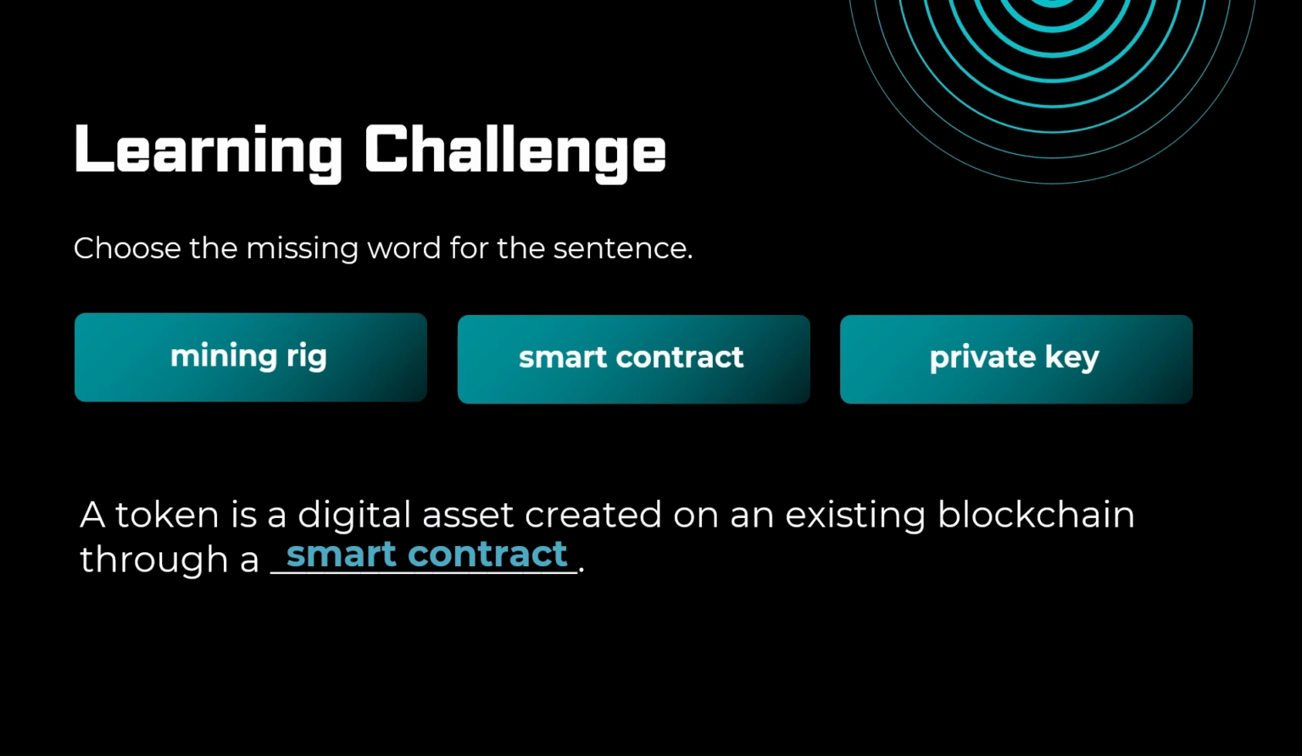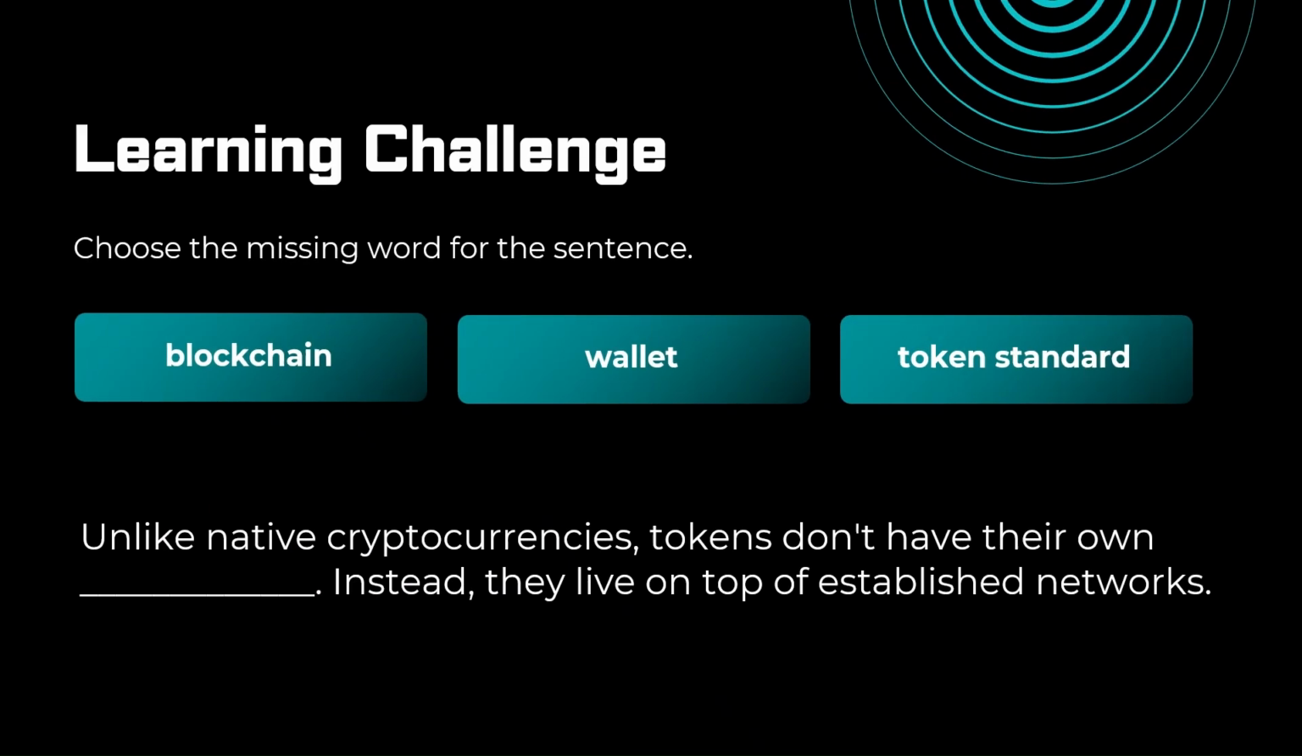Okay, here we go. Learning challenge number 2. Pause the video if you need to. Our choices are blockchain, wallet, and token standard. And it says, unlike native cryptocurrencies, tokens don't have their own... Instead, they live on top of established networks. Tokens, except for the native cryptocurrencies like Bitcoin and Ether, don't need their own. They live on top of other networks, right? What kind of networks are those?